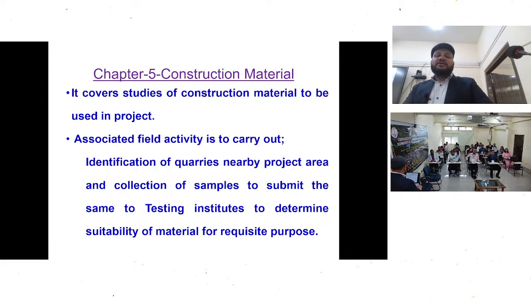Then construction material: it covers the study of construction material to be used in the project. Associated field activity is identification of quarries near the project area so that it should be economical. Otherwise, in India, stone chips are very famous in Pakur, in Jharkhand. But if we plan to use them in Assam, it will be very uneconomical. So we have to look around the local sites and testing. CSMRS in Delhi is an expert agency in conducting tests.